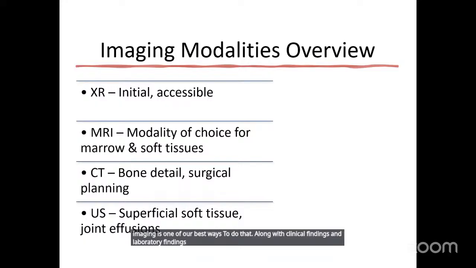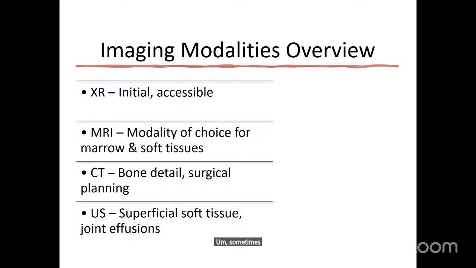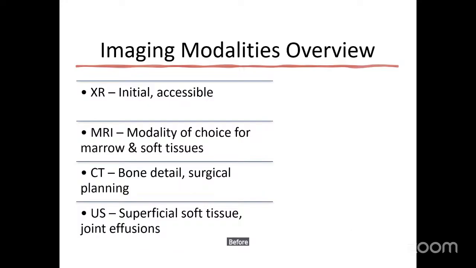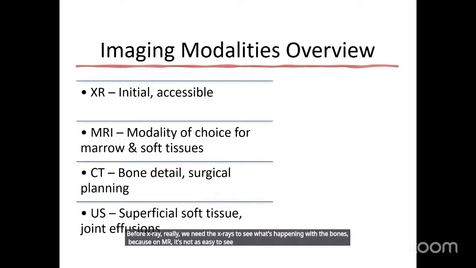So basically, the modalities that we use in musculoskeletal radiology for infection are X-ray, which is always the initial evaluation. Sometimes clinicians will get excited because we have the access here, and a lot of times they'll go straight to something more advanced, like CT or MR before X-ray. Really, we need the X-rays to see what's happening with the bones, because on MR it's not as easy to see what's happening with the actual osseous structure. So X-ray is very important for us to start with.